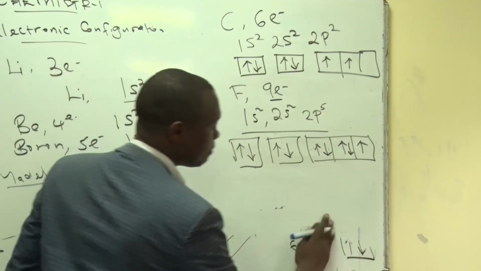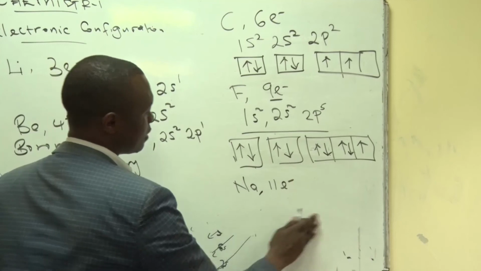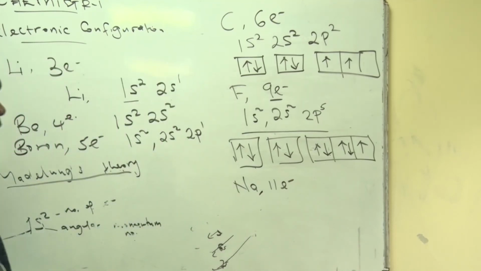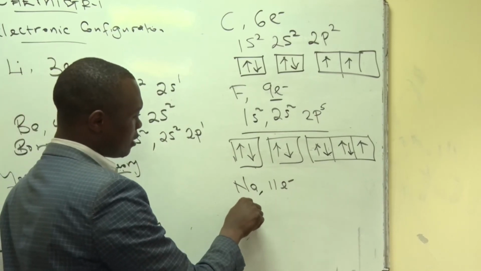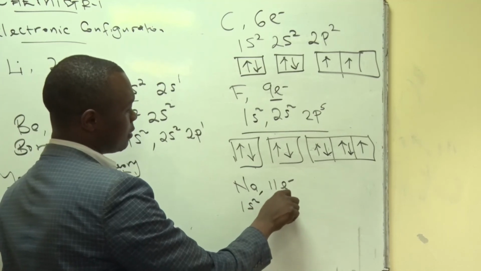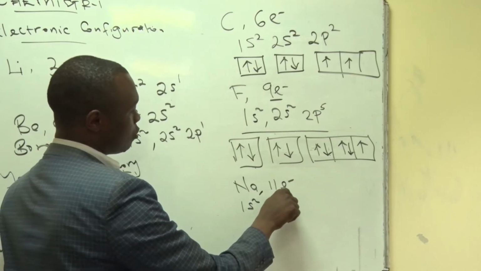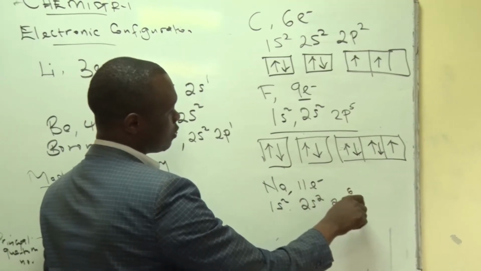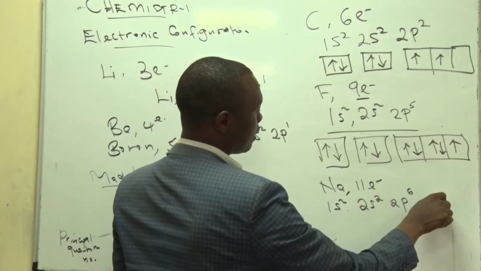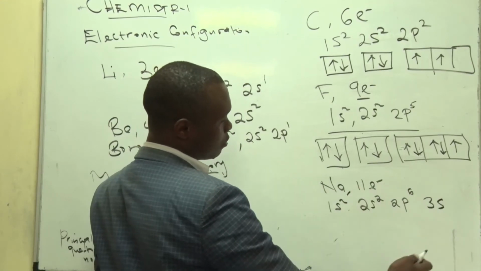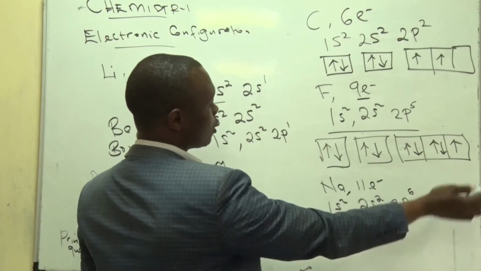Let me do the one for sodium. Sodium has 11 electrons. Sodium is a group 1A element, that's the alkali metals. When we write the configuration for sodium, we write 1s2, 2s2, then 2p6. How many electrons are those? Those are 10. So you have the last one. We follow Madelung's principle, Madelung's rule. The one remaining will hang there. So we have 2 plus 2 plus 6 plus 1, that is 11.